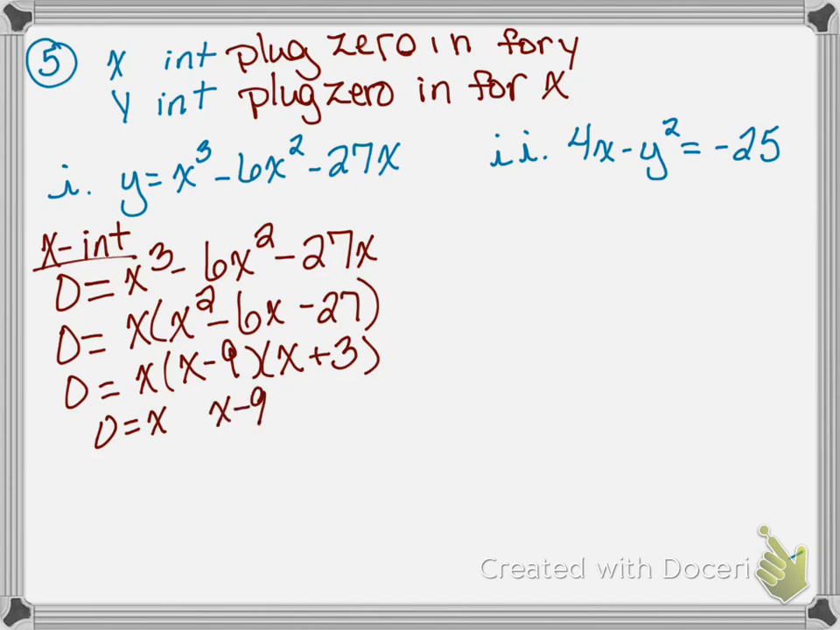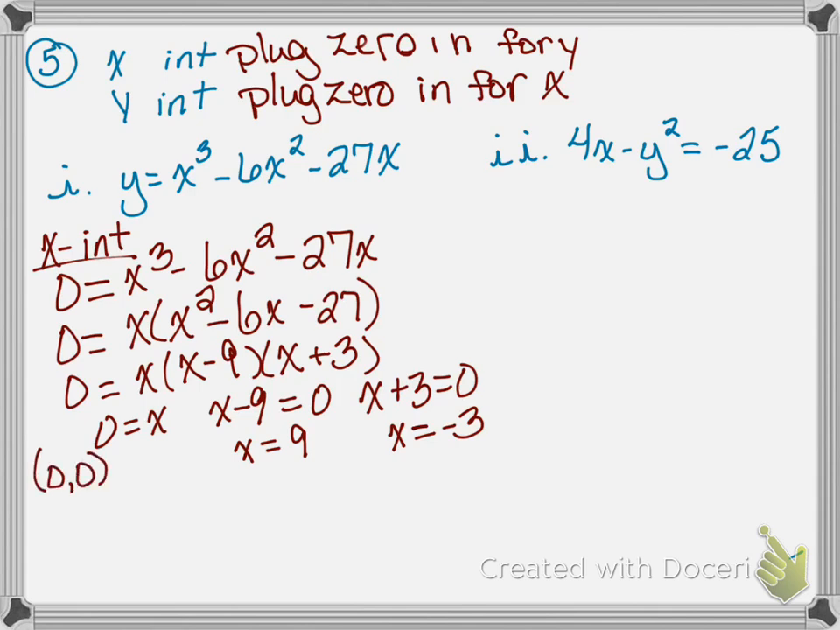So now I'm going to set each one of these factors equal to 0. So my x-intercepts are 0, 9, and negative 3. Okay? So we could write those as ordered pairs. They'd be 0, 0, 9, 0, and negative 3, 0.